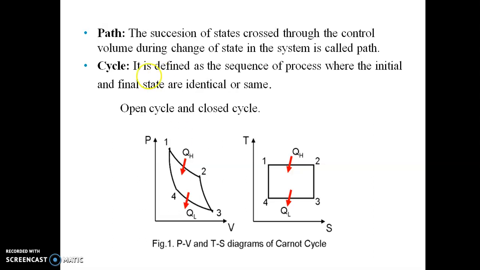Now, a cycle is a sequence of processes where the initial and final states are identical. Look at this PV diagram. From state 1 it undergoes a heating process, whatever it may be. From 2 to 3 it undergoes another process, from 3 to 4 another process, and from 4 to 1 it comes back to the same initial state, by undergoing a sequence of processes. So a cycle is a sequence of processes where the initial and final states are identical. This is called a cycle.